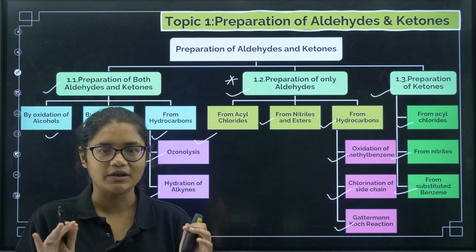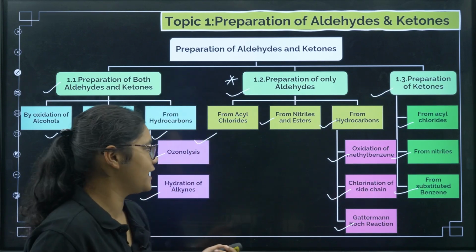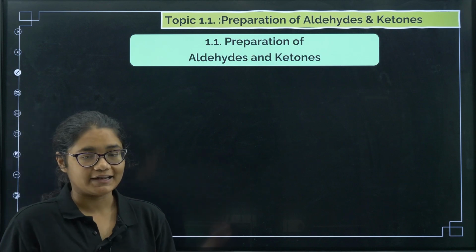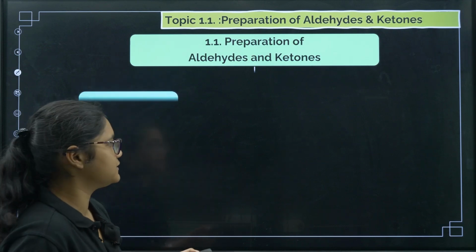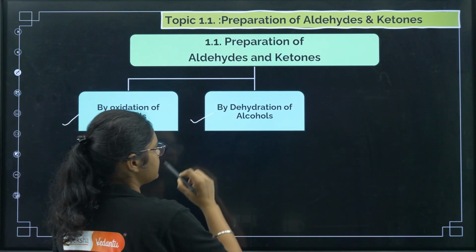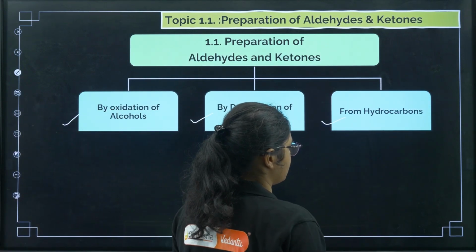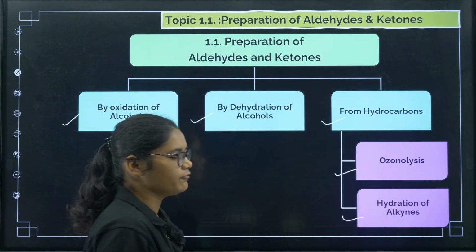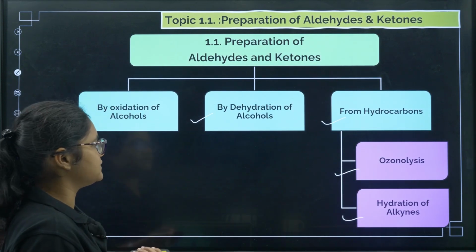Okay, so now let's start with these reactions. Preparation of aldehydes and ketones, where both methods are there. As I told you, first is by oxidation of alcohols, by dehydration of alcohols, and then from hydrocarbons. Under hydrocarbons we have ozonolysis and hydration of alkynes. Now we will see the reactions.